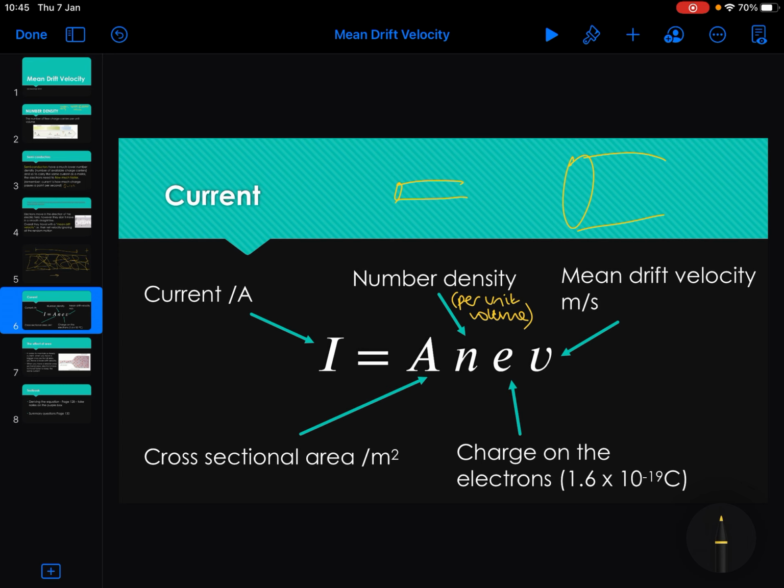That is very, very important. Times the charge on the electrons, because if you remember, charge per unit time is our definition of current, times the mean drift velocity, which, as we've already discussed, is the speed, and it's measured in meters per second. So again, please take a note of that, you will be using it in a moment.